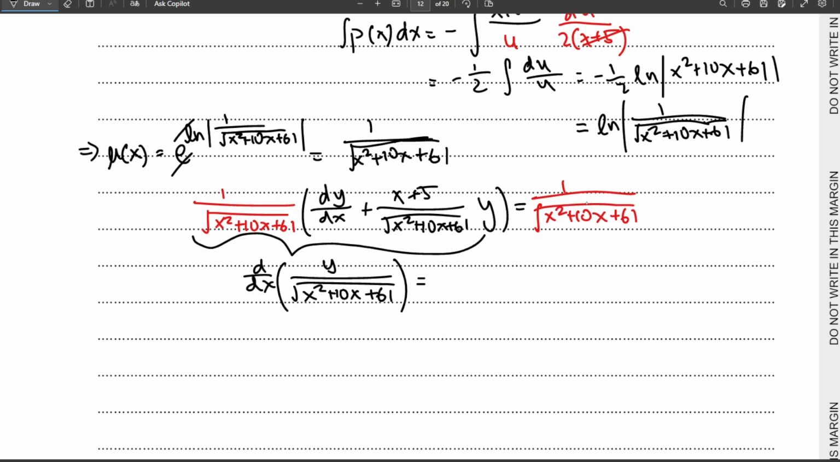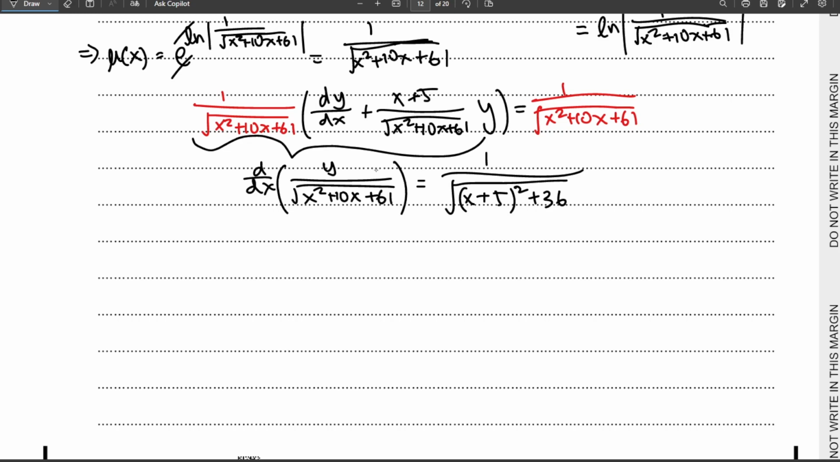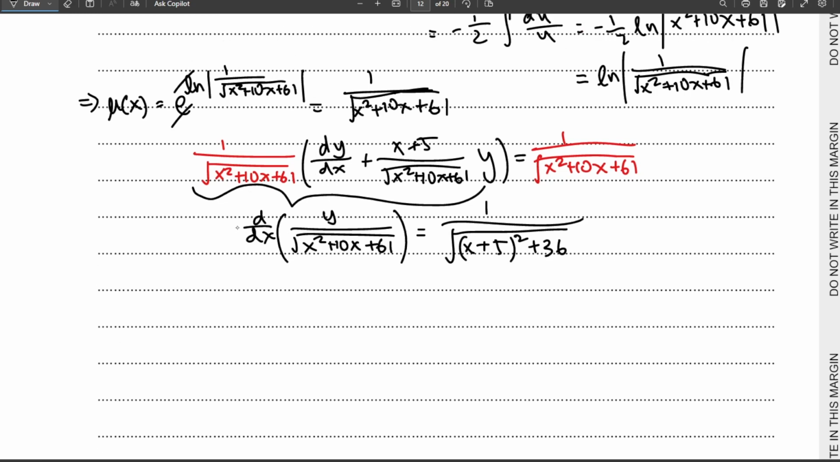maybe what we can do is complete the square for this quadratic expression here. So do that very quickly, you should be able to get this. Okay, and then now I want to integrate both sides. So on my left hand side, I will get y multiplied by the integrating factor, and on the right side I can integrate with respect to x.